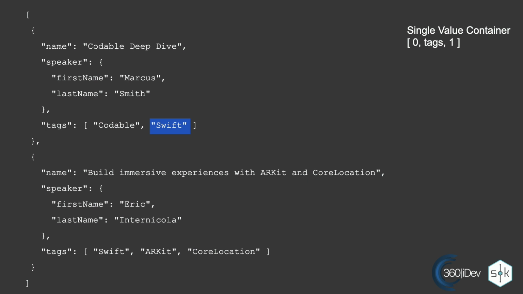And so these are all the different containers that we build, but decoders themselves exist at one of these places in your code. That's why decoders have a coding path, to let you know how deep you are into the data and where you're at.